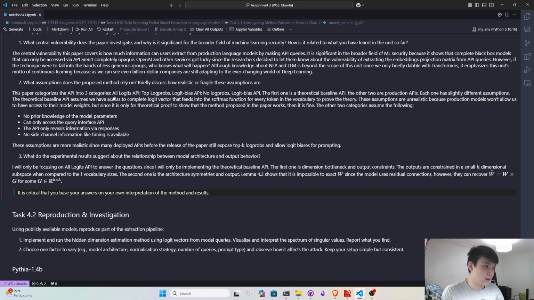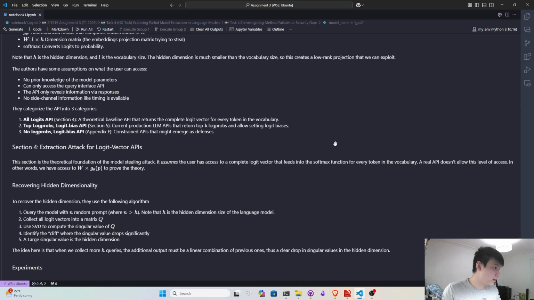categories, different API categories. The first one is only theoretical, where we have access to the complete logit vector that feeds into the softmax function for every vocabulary, to prove a theory. Well, it's not realistic in an actual production model because we don't have access to the model weights. But it's a good way to prove that the theory in the paper works. So that is what we'll be focusing on.